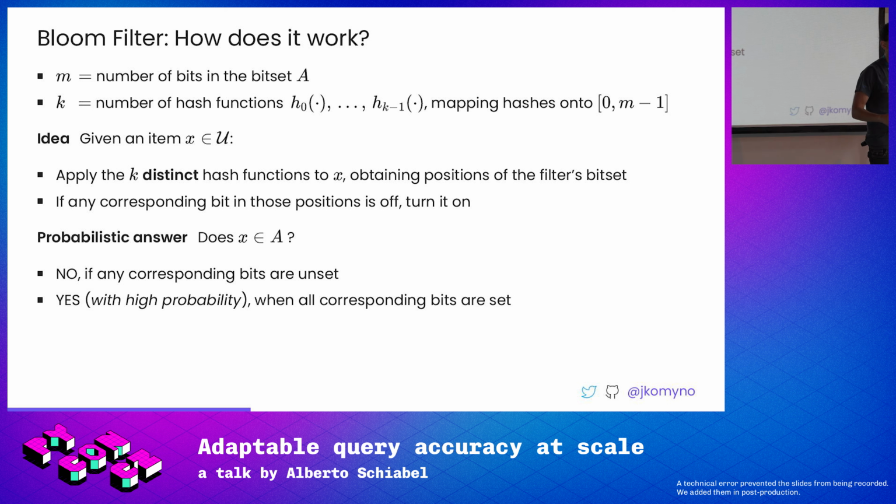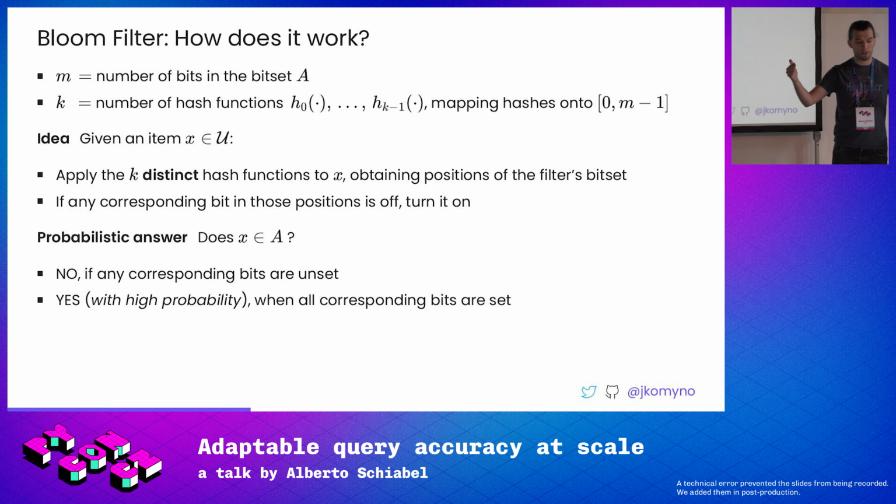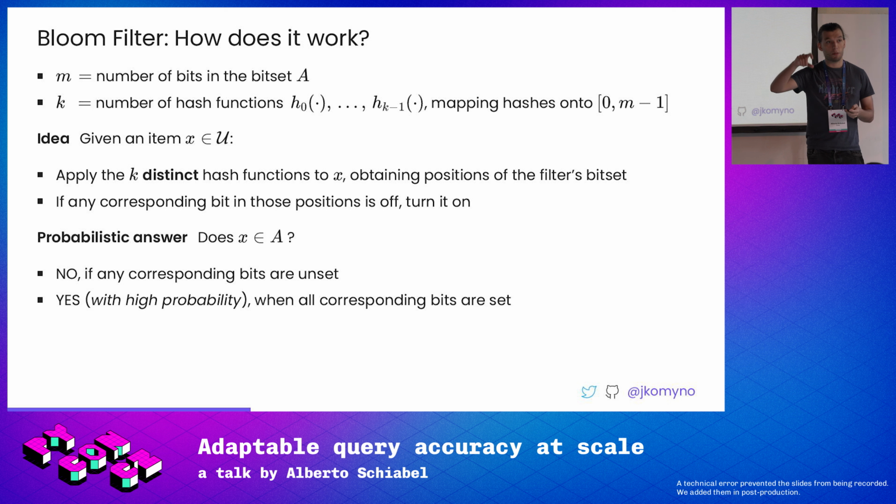And how do they work? First of all, we apply the k distinct hash functions to an input value. We get the positions in the bit set, and the bit set is initialized to 0, and of course it's a bit, so it can only be 0 or 1.